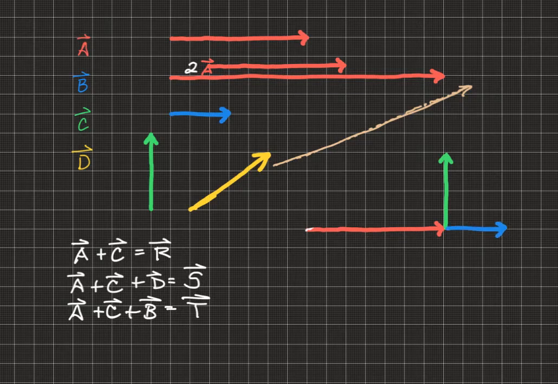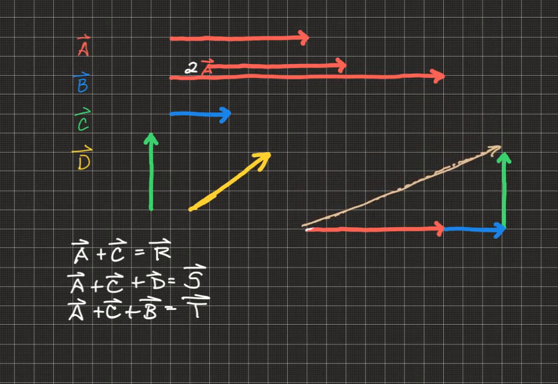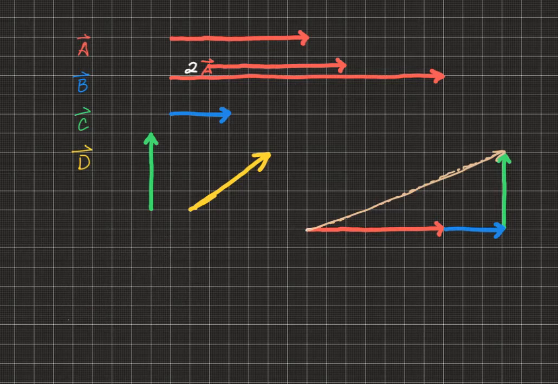So if we move vector B down, and we move vector C over, does that change the resultant? No, it does not. That's because the order of addition does not matter, just like in algebra. So can you do subtraction with these? Like, could we do vector A minus vector B?